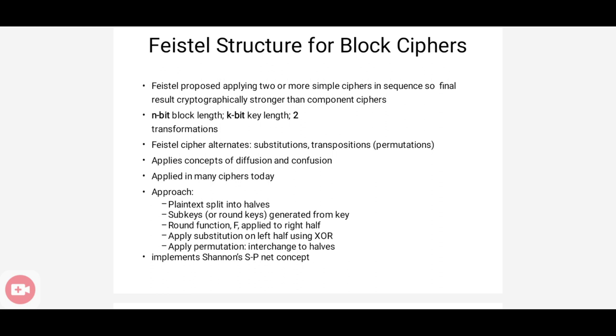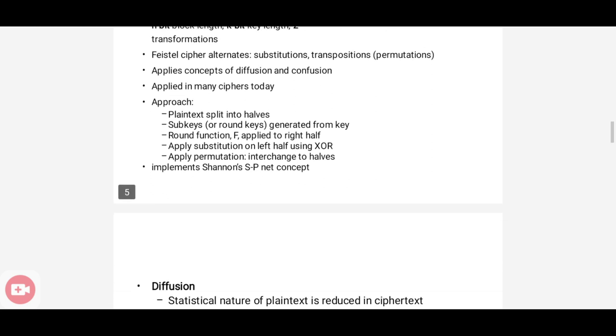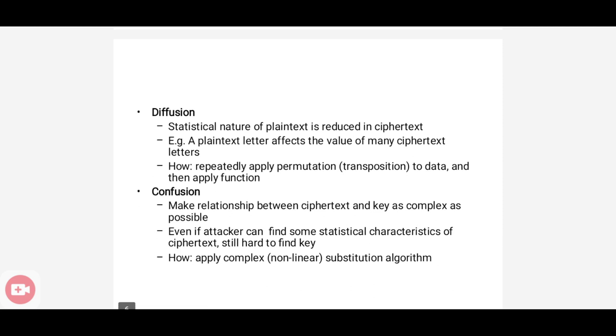So this is the approach that is used in a Feistel structure. Clear? And you can see that in a figure. Before that we are going to discuss what we mean by the concept of diffusion and confusion in Feistel structure. Diffusion is based on the statistical relationship between the plain text and the cipher text. Here we are using a permutation concept. Clear? That is diffusion. The statistical nature of plain text is reduced in the cipher text.